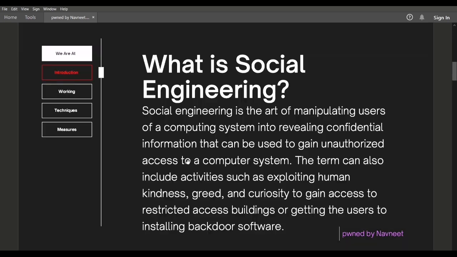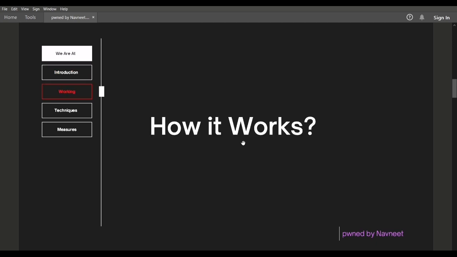Starting with the introduction, what is social engineering? Social engineering is the art of manipulating users of a computer system into revealing confidential information that can be used to gain unauthorized access to a computer system. Knowing the tricks used by hackers to trick users into releasing vital login information, among others, is fundamental in protecting a computer system. Now, how it works.